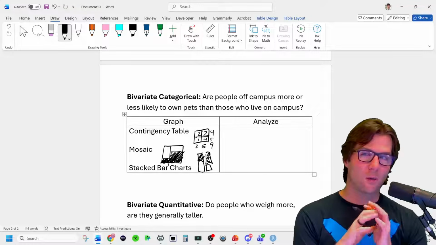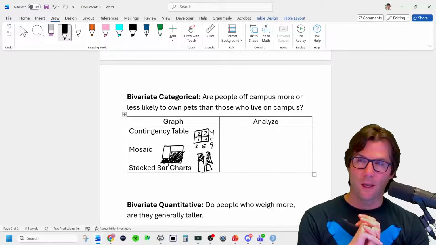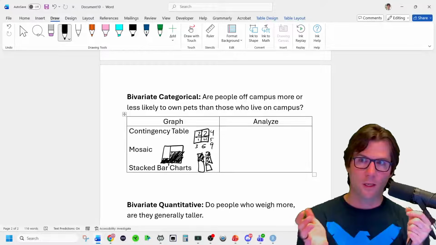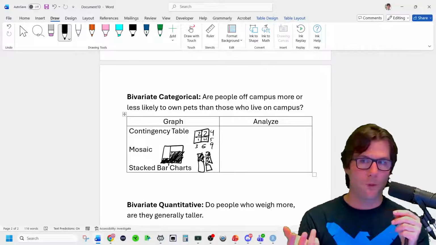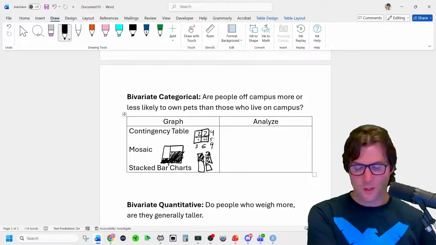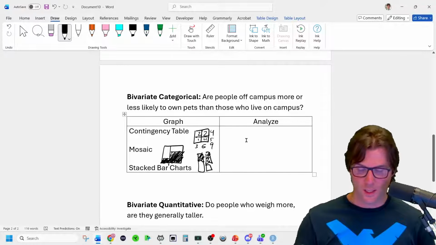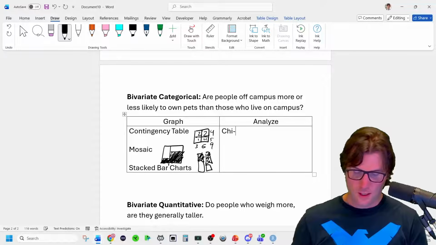So what is the technique that we just covered in class to analyze bivariate categorical data, like are students who live on or off campus more or less likely to own pets? The chi-squared test of independence, which you know when you see the Mosaic plot. So chi-squared test of independence, which is chapter 19.